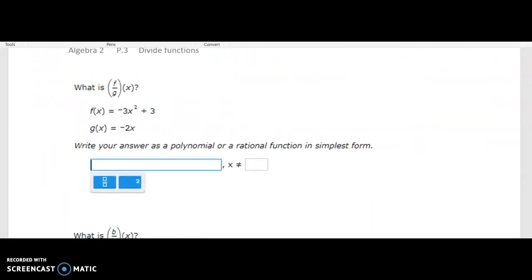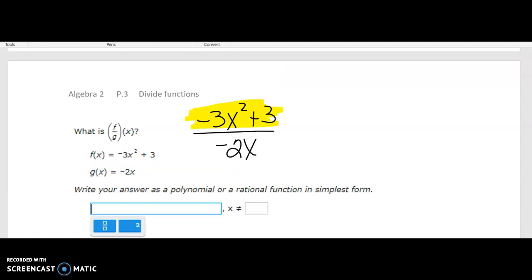Alright, now we're going to be doing some work. Twice as much work. So what is f divided by g of x? So we're going to put negative 3x squared plus 3 over negative 2x. And then, there we go. It's pretty much done for the most part.